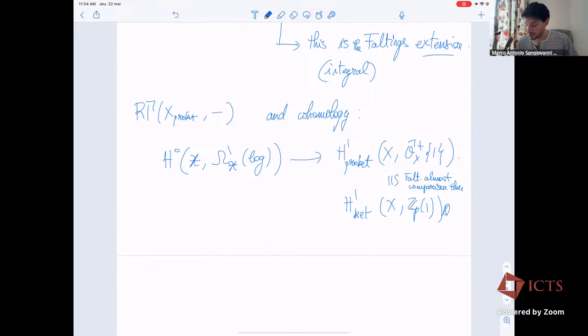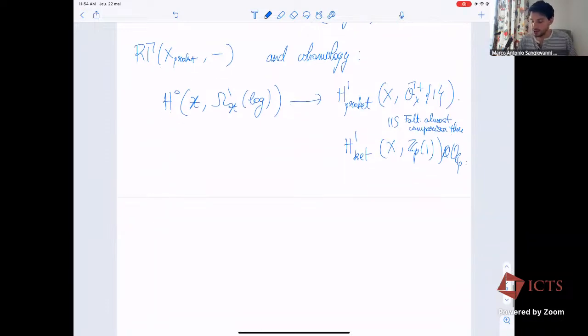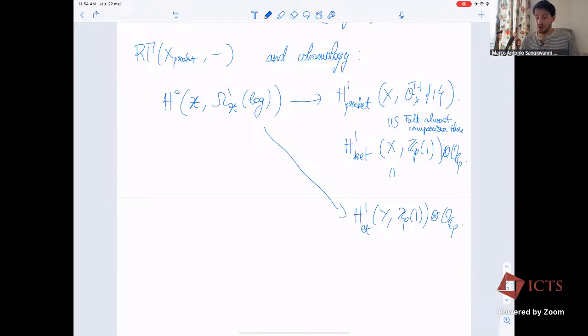So it's tensored O_C_p, but this is an almost map. It's only a map after you tensor the left-hand side with the maximal ideal. And the Kummer étale cohomology of X is just the one of the open Z_p(1) tensored O_C_p. So we built a map from omega 1 X to the étale cohomology as promised, but it's the omega 1 and not the higher omega i.